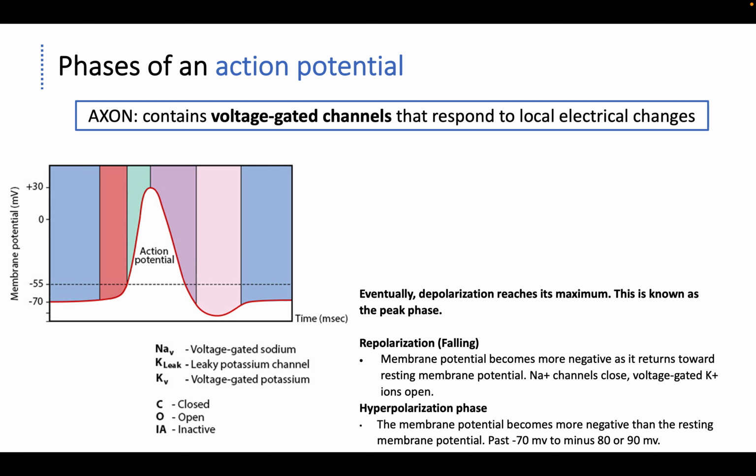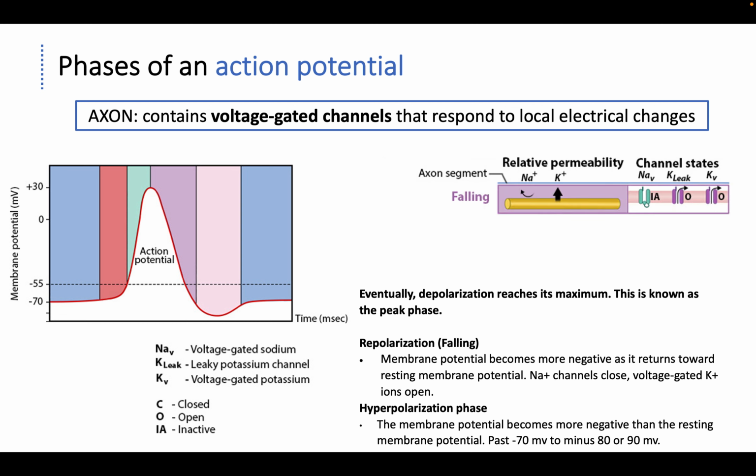Now, if we look here, here's our falling phase of this repolarization. So note that our sodium channels are closed. They're technically inactive, and we'll talk about that in a second. But we have our potassium voltage channels open, right? This K leak, this is the leak channels that are always open, right? But we have the potassium channels open, so you have a rush of potassium leave the cell. And when it does, it leaves and it takes with it its positive charge, making the membrane more negative.